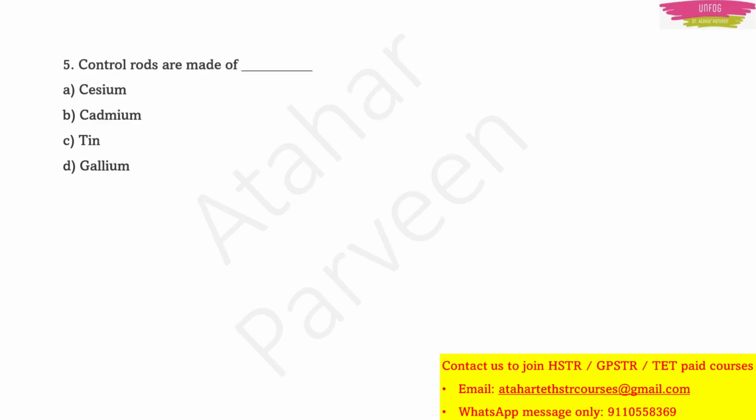Next question. Control rods are made of cesium, cadmium, tin, gallium. Control rods are usually made of cadmium. Not only cadmium, they can be made of boron or hafnium also. Any of these three materials can be used to make control rods in a nuclear reactor.